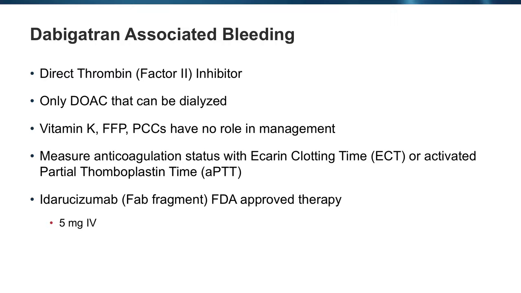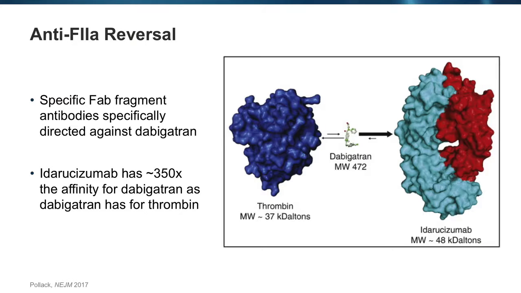And then finally, idarucizumab, which is a Fab fragment, which is an antibody that adheres to Dabigatran, is FDA-approved therapy, 5 grams IV. One-time dose will basically take down the level of Dabigatran in the system to a very negligible level. Here it depicts the molecule. It's a Fab fragment, as I just talked about. Idarucizumab has 350 times more affinity for Dabigatran than Dabigatran does for thrombin. And so that's why it acts so quickly and so effectively.